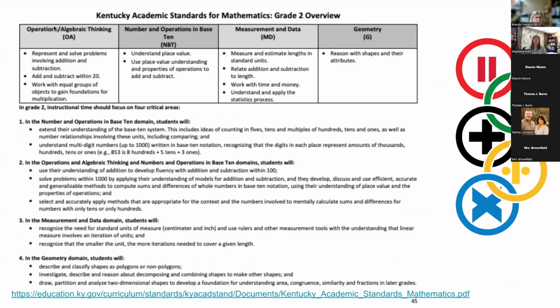So operations and algebraic thinking, we're going to have them represent and solve problems involving addition and subtraction. We're going to add and subtract within 20, and we're going to work with equal groups of objects to gain foundations for multiplication.